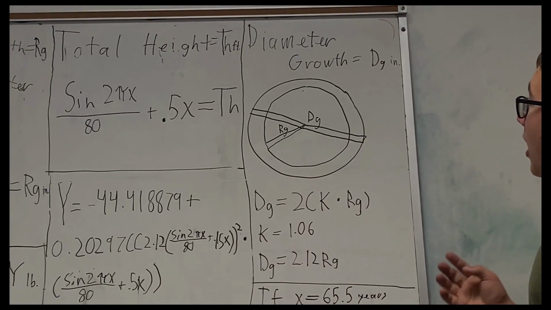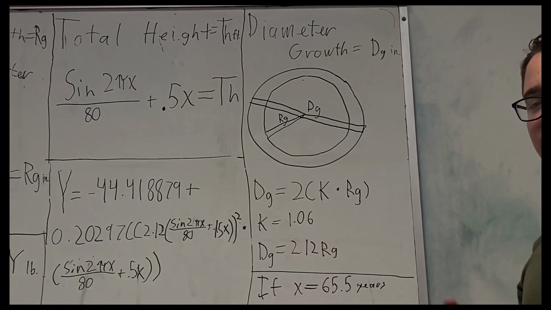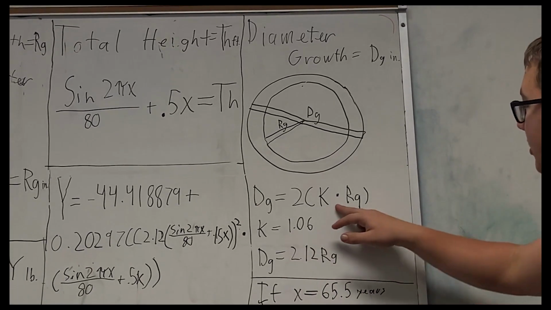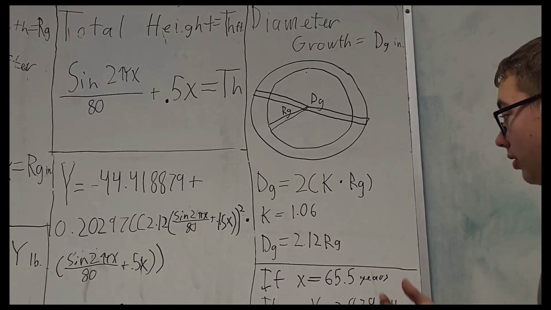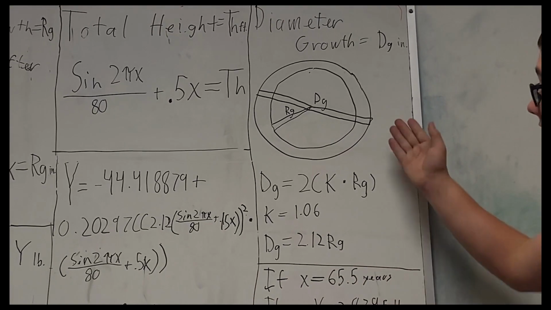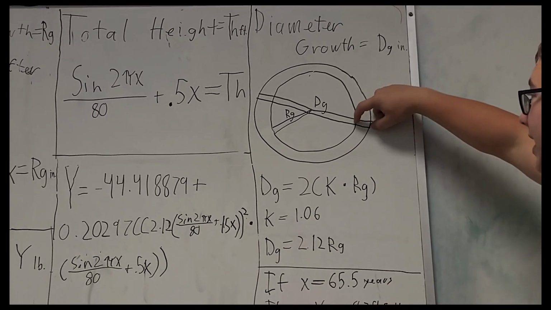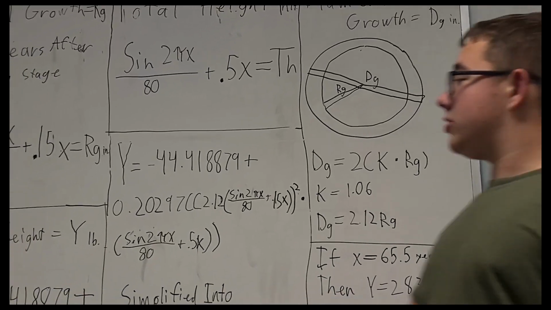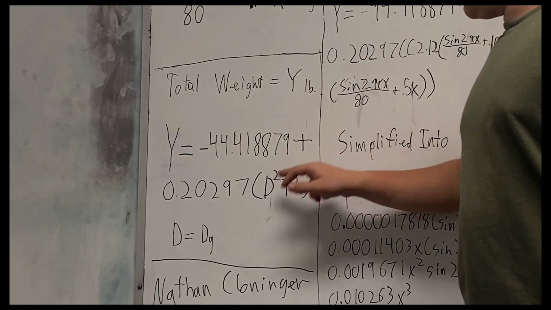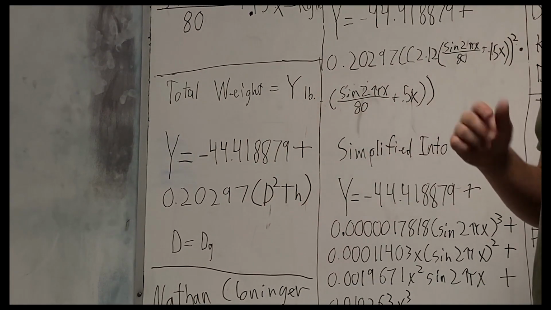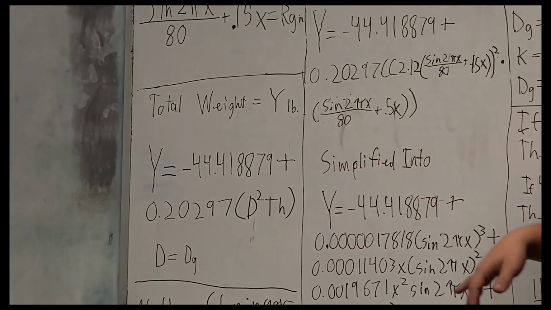Now, our diameter growth is based off of 2 times the constant for pine trees times RG. Now we multiply that in, and we get 2.12 RG is equal to the diameter growth. Radial growth does not take into account diameter, which is why we add this extra. Now, let's move on to total weight. Total weight is equal to this formula. It is a long number by d squared, or radial, same as our diameter growth, times total height.